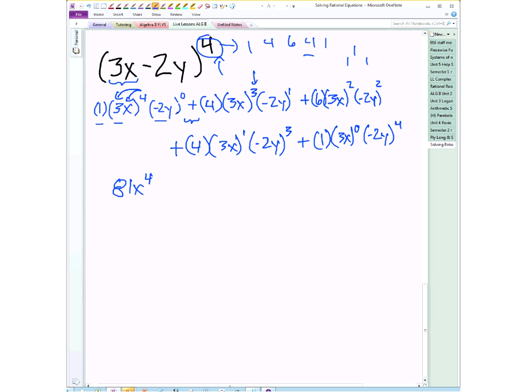Negative 2y to the power of 0 is just 1. Doesn't matter if it's negative 2y or positive 2y, anything to the power of 0 is 1. So we don't have to worry about the sign in that particular case.